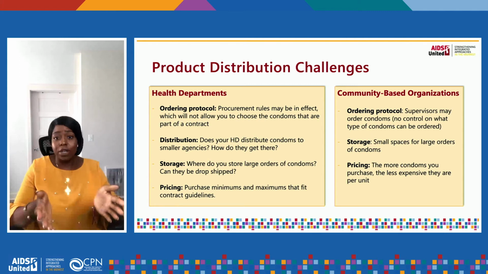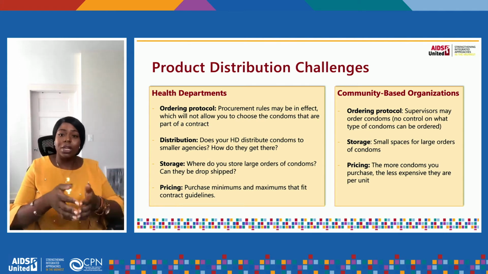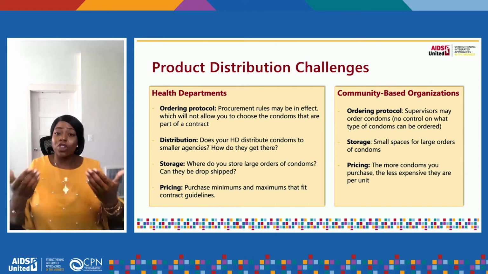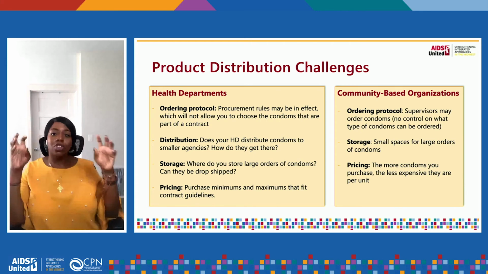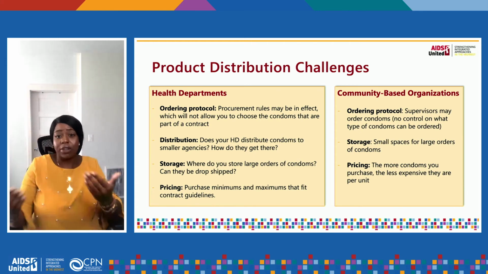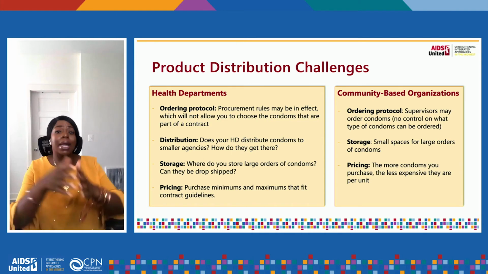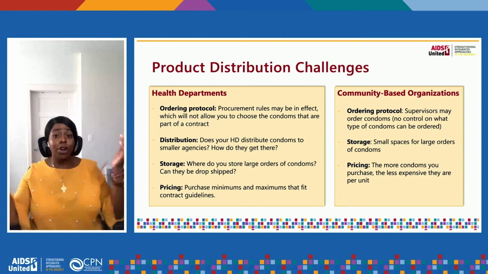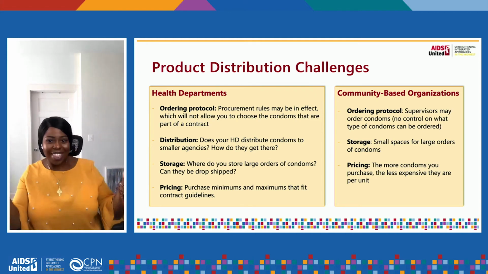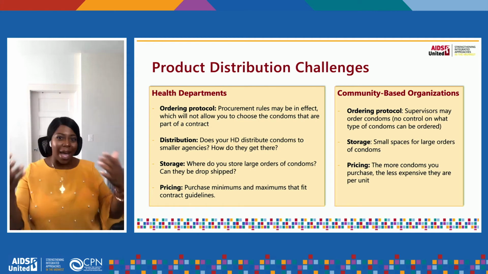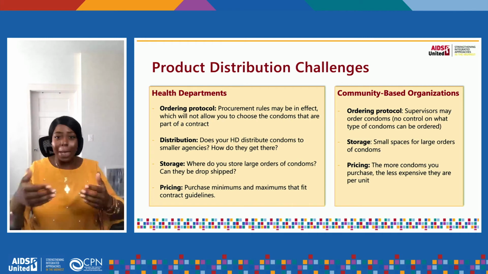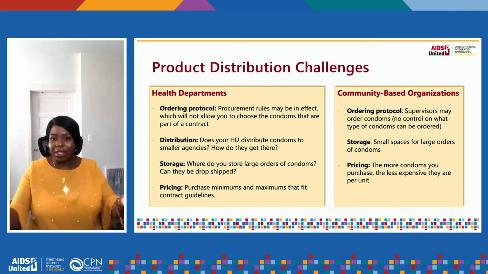Stuff like storage, right? A community-based organization might have a smaller space, a smaller unit. With COVID-19, they might have had to shut their doors because they're not considered an essential service. So what happens to condoms and product sitting in a place that might not be temperature controlled, as opposed to health departments? When you order 50,000 condoms, where do you put 50,000 condoms? And what happens during a pandemic? Where do you have a storage facility that's large enough for the condoms? Do you store 100,000 condoms, 200,000, 500,000 condoms? And lastly, pricing.